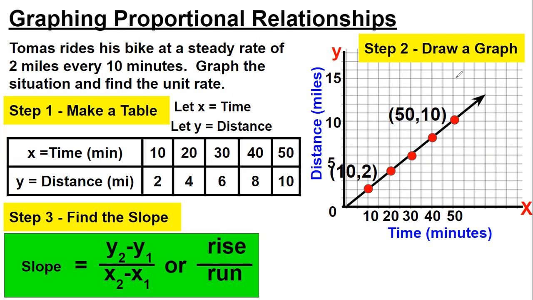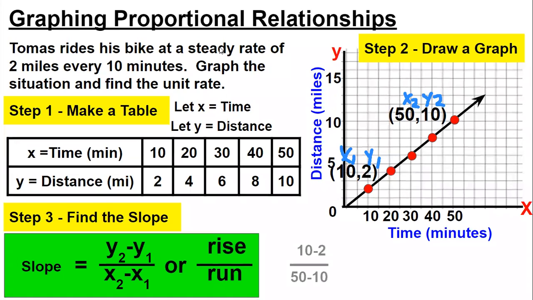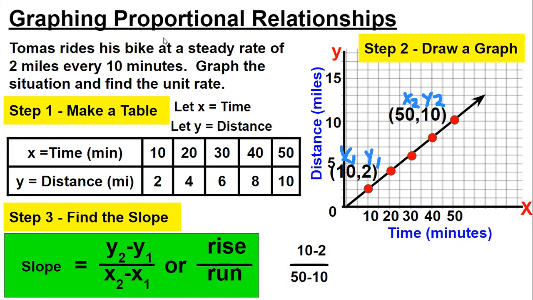y2 minus y1. I think I'm probably going to pick this as my y2 and my x2. Why? Because then I don't have to deal with negatives. y1 and x1. And let's see what I did on my slide here. Yes, I did 10 minus 2 over 50 minus 10. Notice how I paired 10 and 50 together and 2 and 10 together. And let's do the math. 10 minus 2 is 8. 50 minus 10 is 40. I reduce that, divide top and bottom by 8, 1/5. So my slope is 1/5.